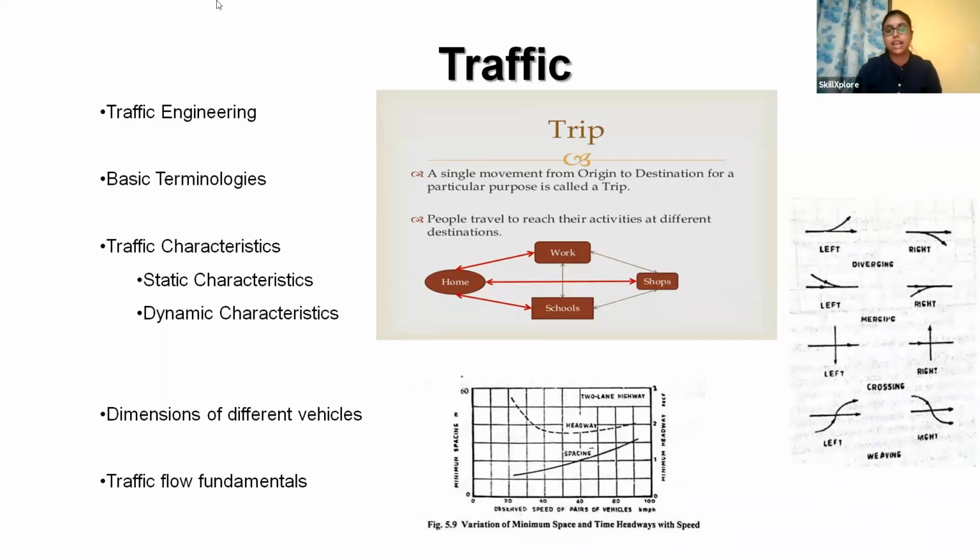Next are static characteristics and dynamic characteristics. Static characteristics are without moving and dynamic characteristics are while moving. We have to study all these things step by step. Then dimensions of different vehicles. Why do we have to know the dimensions of the different vehicles? While designing the pavement and the width of the roadway, the dimensions of the vehicles come into play. In rural areas, more trucks will be there, and in those areas, while we are designing a pavement, we have to know the width of the vehicles which we can expect in that area, right?